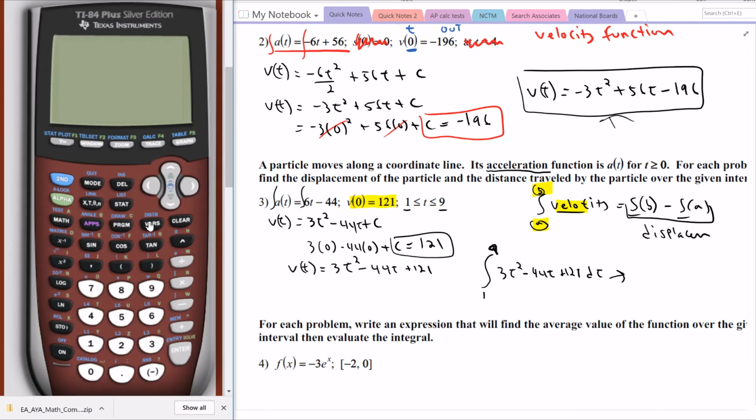So let's get out our calculator and just do this on our calculator. We can do math, 9. That gives you the integral. We're going to go from 1 to 9 of 3x.